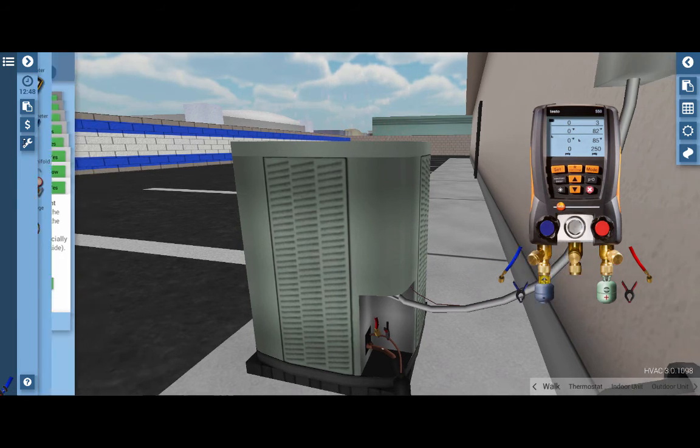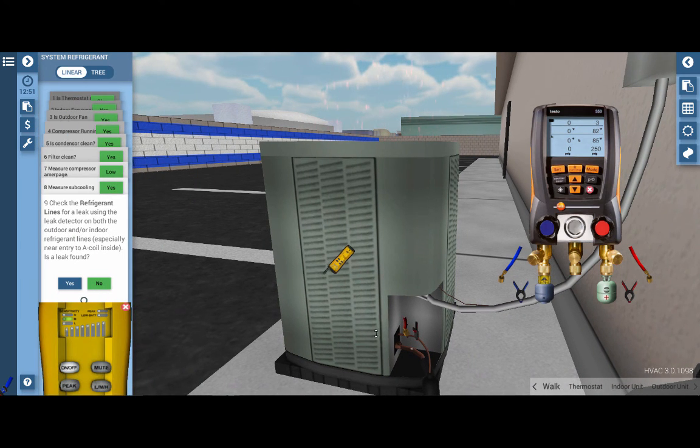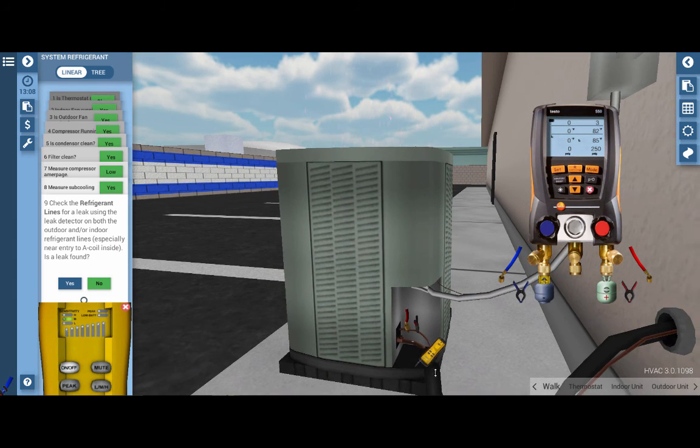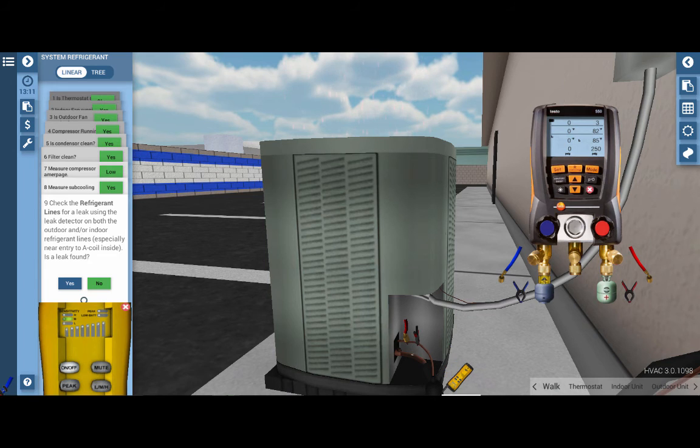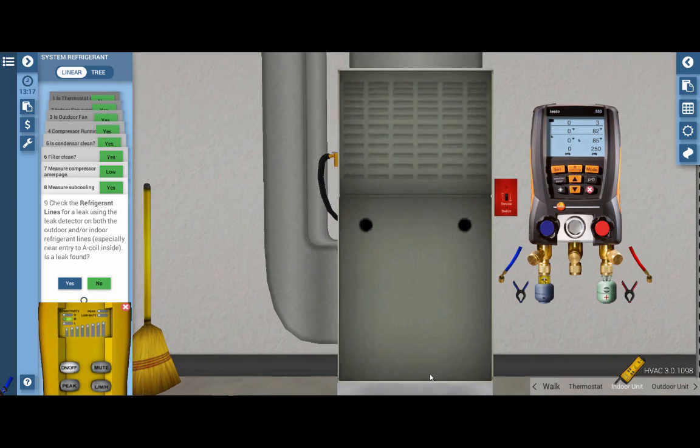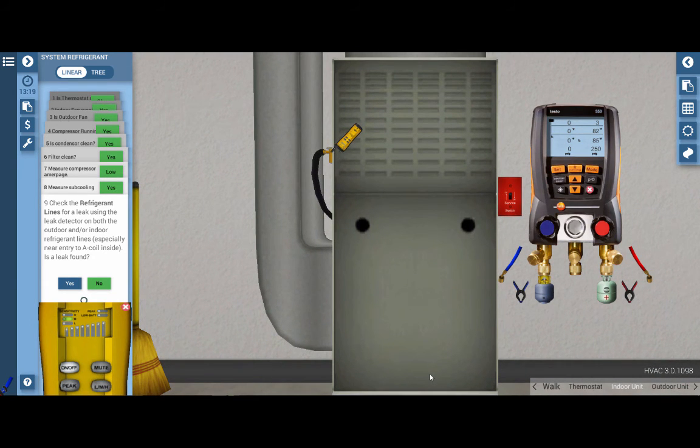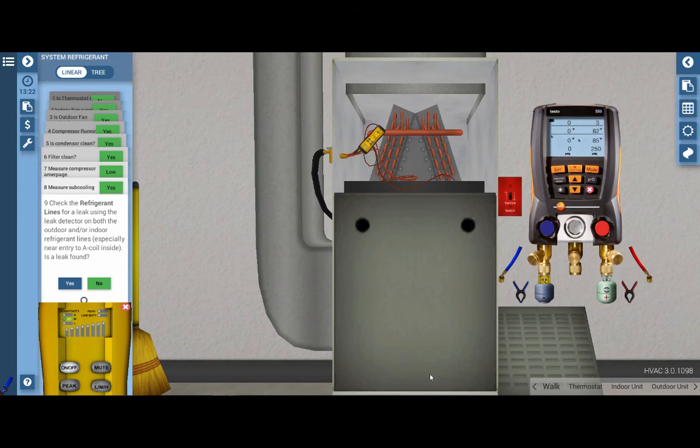We're going to take the leak detector out, and we're going to move it along these mechanical joints. If a leak is present, it'll result in an audible alarm as well as an increase on this light scale over here. So as we move it to the two fittings at the liquid line and suction line connections at the outdoor unit, we don't see anything going on here. If we go to the filter dryer, which is here, we don't see any potential leaks there. So now we need to go to the indoor unit and check there. Check around the metering device. Also, you may want to remove the cover and check inside around the distributor to make sure there are no leaks. And as we can see, we don't have any leaks present here.